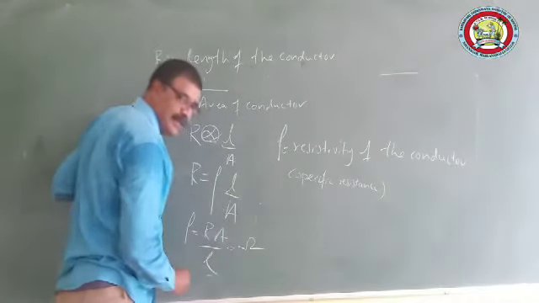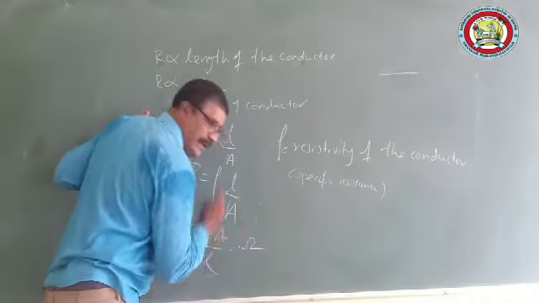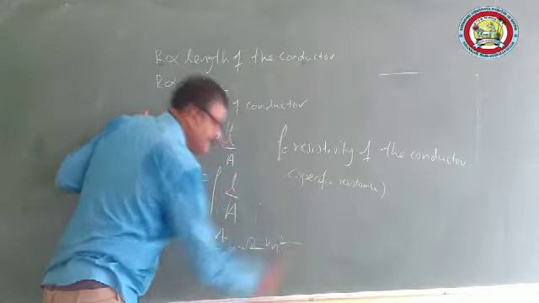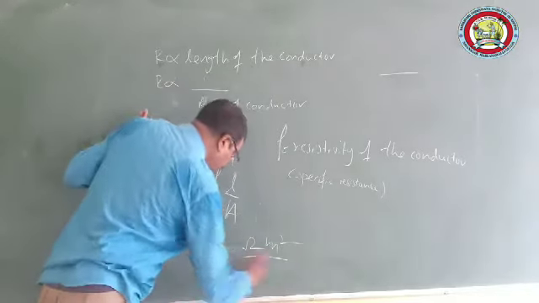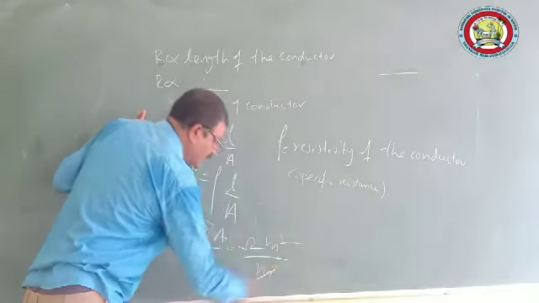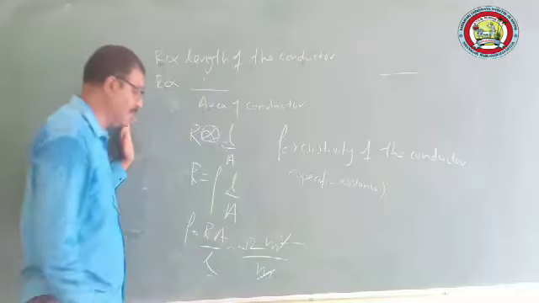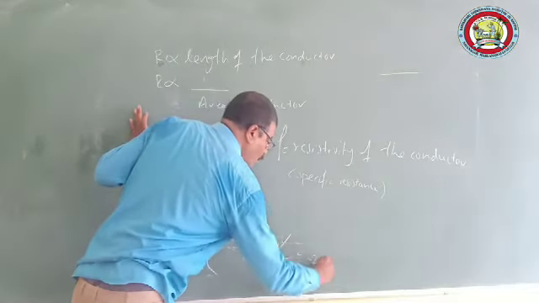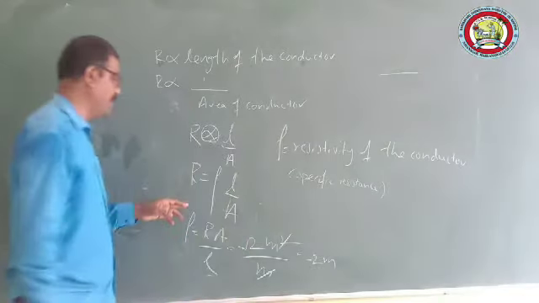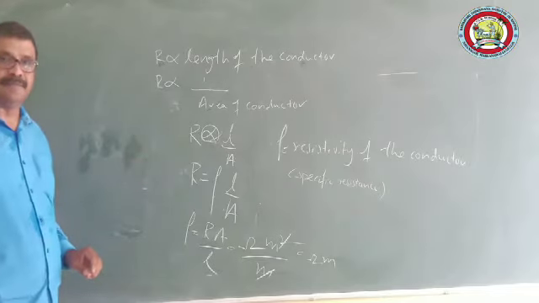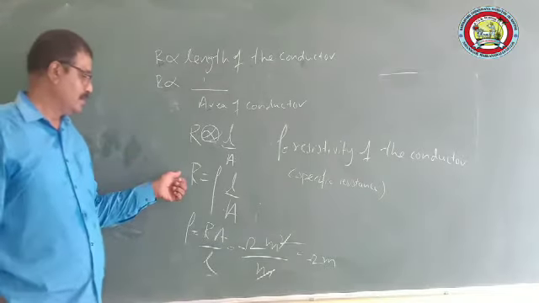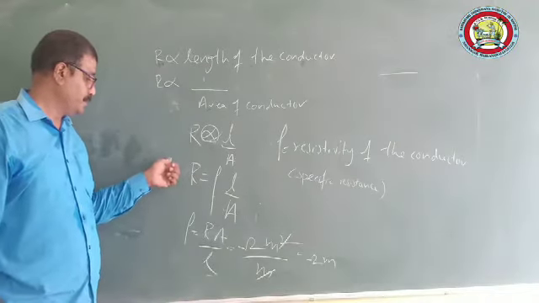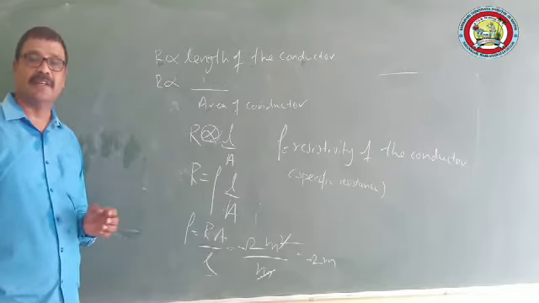What is the unit of area? It is meter square. And what is the unit of length? Meter. So this meter and this meter square will get cancelled. So what will we get? Ohm meter is the unit of resistivity. Ohm meter is the unit of resistivity.